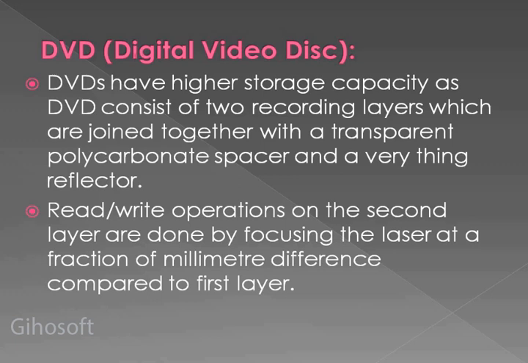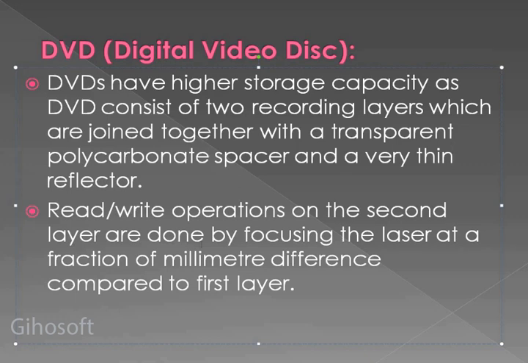The next which we have is DVD, a digital video disc. DVDs have higher storage capacity as they contain 2 recording layers, whereas a CD only contains 1 recording layer. Thus, the number of spiral tracks on a DVD is 2. Both layers have a very thin spacer in between. It means both layers are stacked on top of each other with a very thin spacer and a reflector in between.